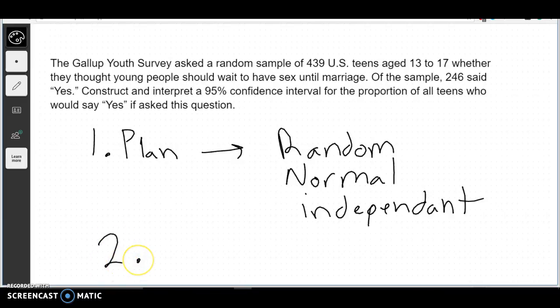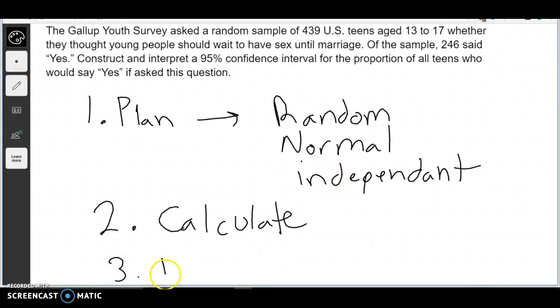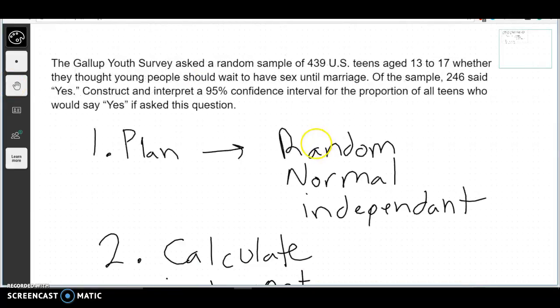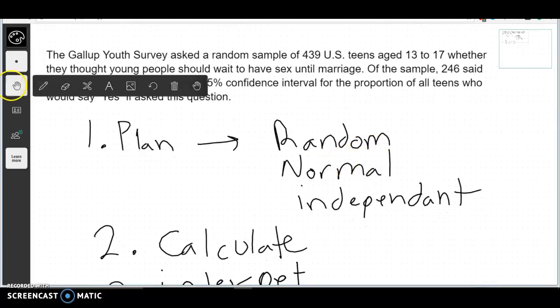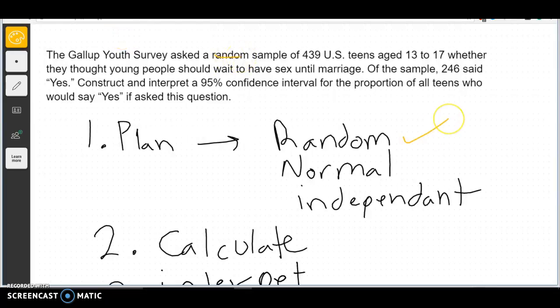The next thing is if that's true, we're going to calculate the confidence interval based on the data they gave me. And at the end, we're going to interpret. So we're going to try to do those three steps with this problem. The first thing it says, the Gallup survey asked a random sample, sweet, one of the requirements is met, of 439 U.S. teens on whether they thought people should wait to have sex until marriage. Of the sample, 246 said yes, and they said construct a confidence interval.